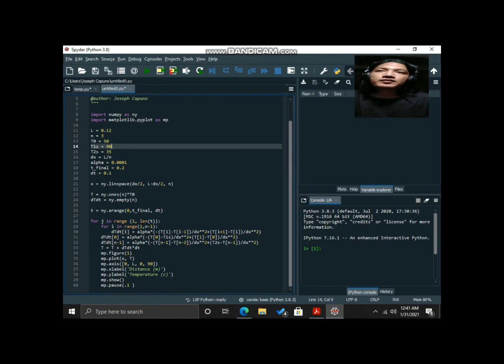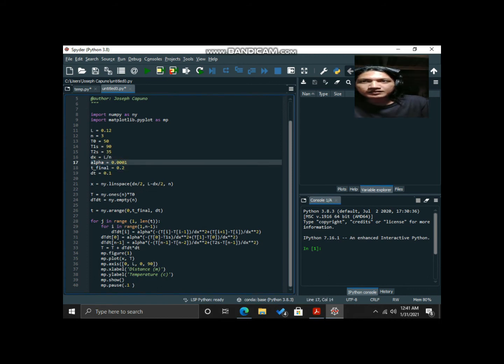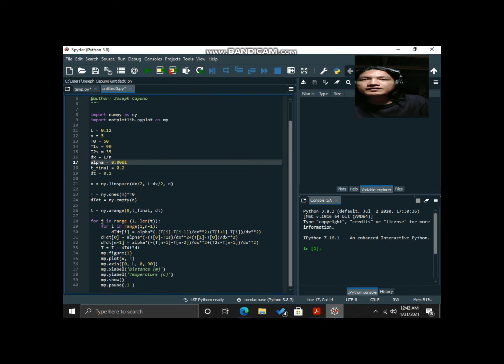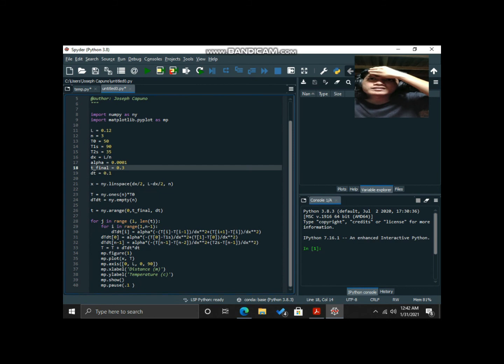So, yung delta x mo naman, o yung difference in distance, is yung L over N. Tapos yung alpha mo is 0.001. Tapos ang T final is yung hinanap natin. Itong T final, ito 0.3. Tapos yung delta T mo is 0.1.